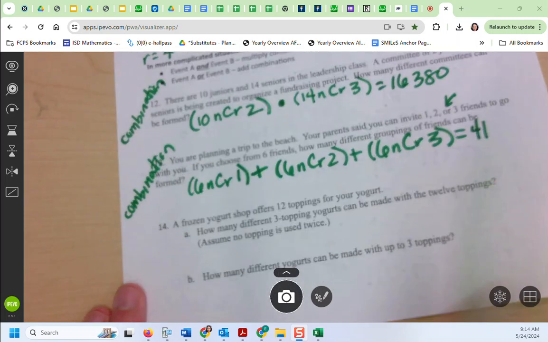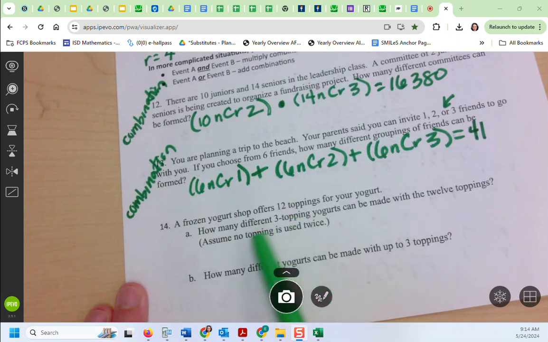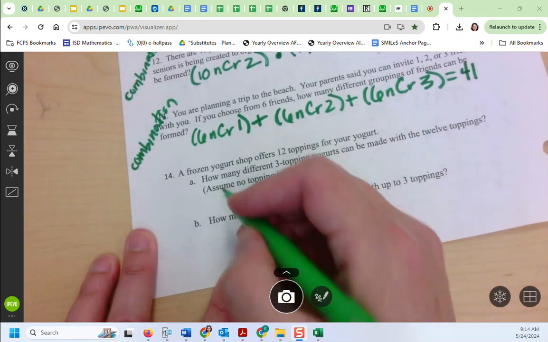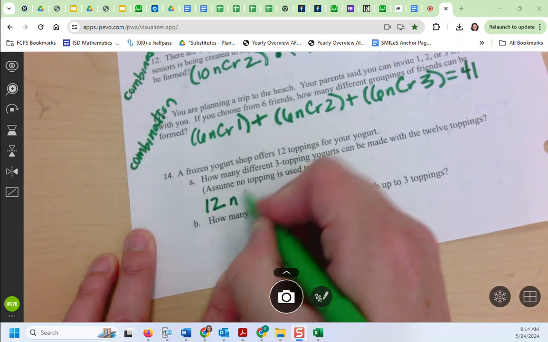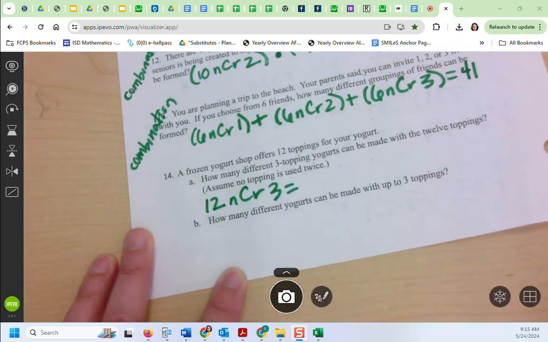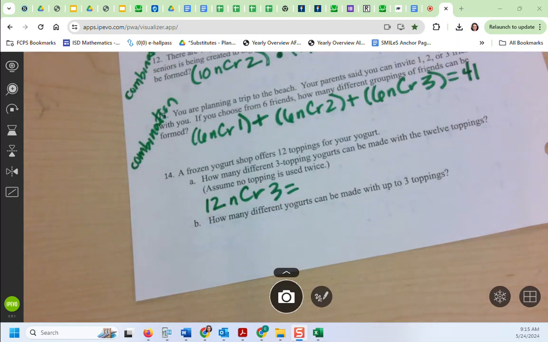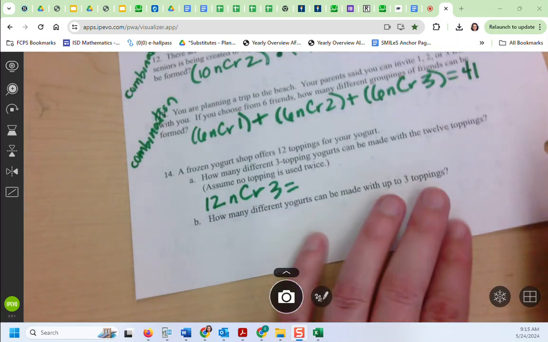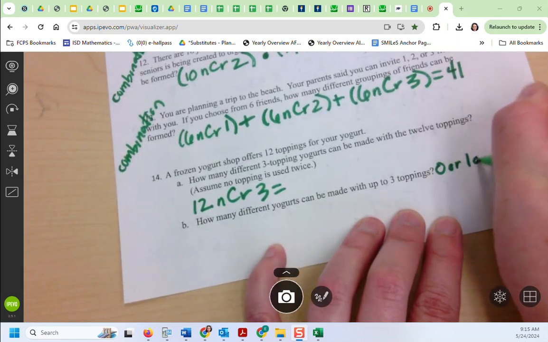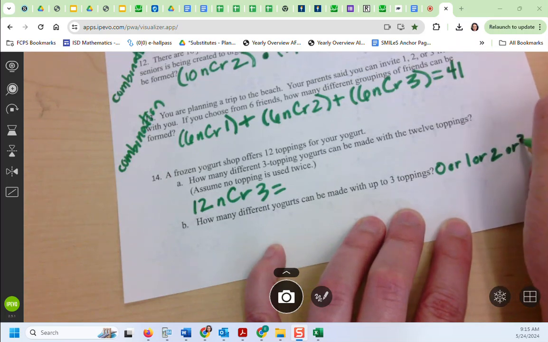All right. A frozen yogurt shop offers 12 toppings for your yogurt. How many different 3-topping yogurts can be made with the 12 toppings, assuming no topping can be used twice? All right, so we have 12, and we're choosing 3. So it was just that simple, all right? 12 choose 3. You're going to get that answer. And then the last one, it says up to 3 toppings. So it could be 1 topping or 2 toppings or 3 toppings. Actually, it could also be 0 toppings. We should put that in there. It says up to 3. So it could be 0 or 1 or 2 or 3.